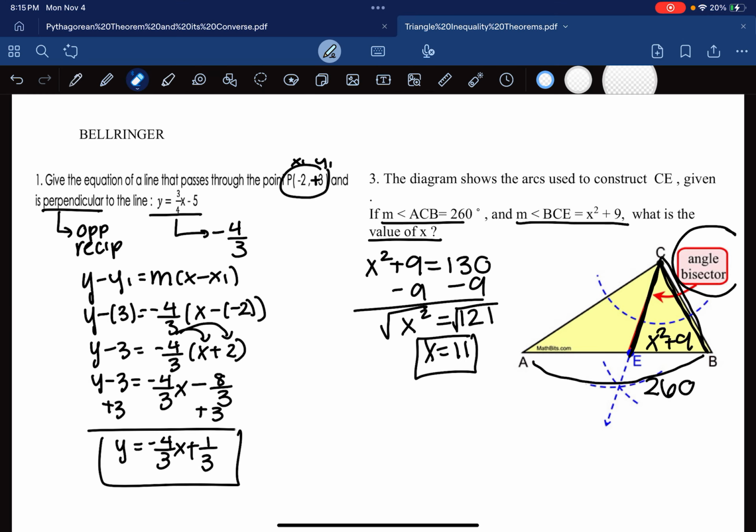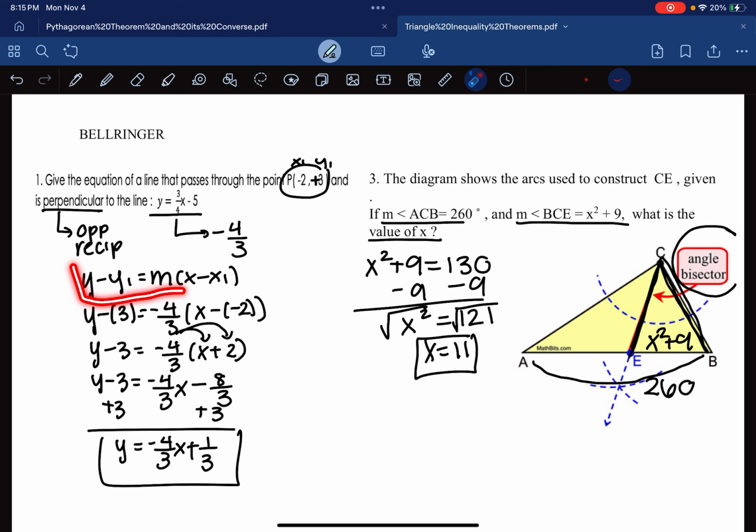Okay, so for this bell ringer, I am not going to go over it. I will walk you through it, but I am not going to go over it exactly. Whenever we're talking about perpendicular, we have to do opposite reciprocal. So instead of being positive, now it's going to become negative. Instead of being 3/4, now we're going to become 4/3.